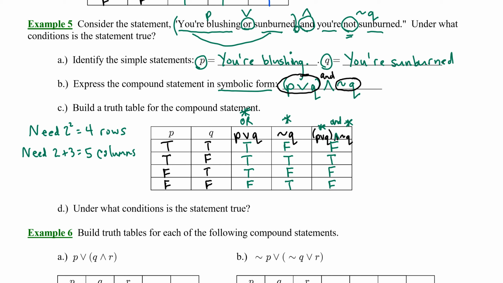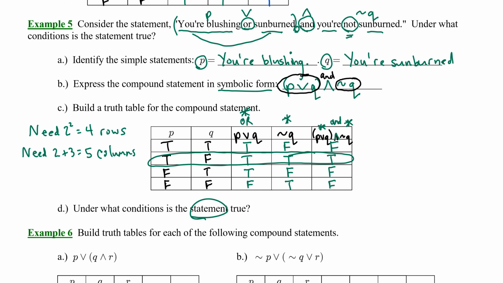Now we can go back and answer the original question. The original question was, under what conditions is the statement true? What statement? The statement, you're blushing or sunburned and you're not sunburned. That statement is going to be true under these conditions. That's the only time that it's true.